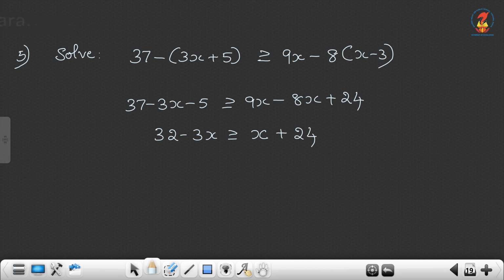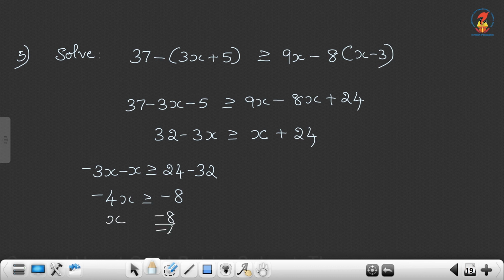Now take x to this side and 32 to the other side. So minus 3x minus x greater than or equal to 24 minus 32, or minus 4x is greater than or equal to minus 8. Again, don't cancel this minus sign. We have to divide by minus 4. When you divide by minus 4, the sign changes. So x is less than or equal to 2.